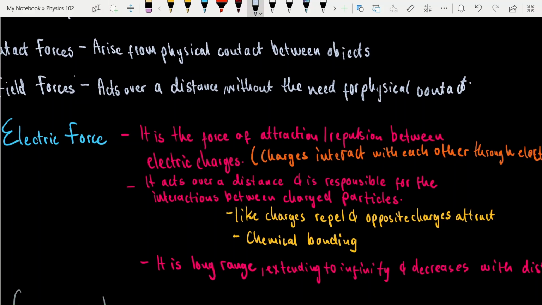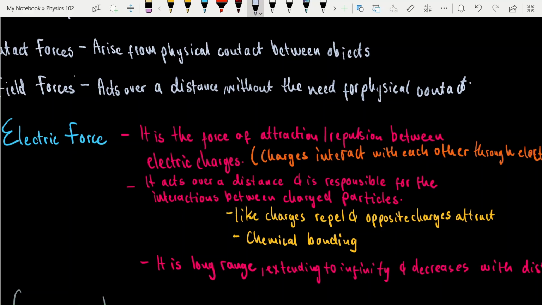It is the force of attraction or repulsion. So point number one, electric force can push or it can pull. It's different from gravitational force. Gravitational force only pulls. Tension only pulls because you can't push with a rope. Tension is in ropes and cables. It can only pull. But electric force can pull or push. It is the force of attraction or repulsion that acts between electric charges.